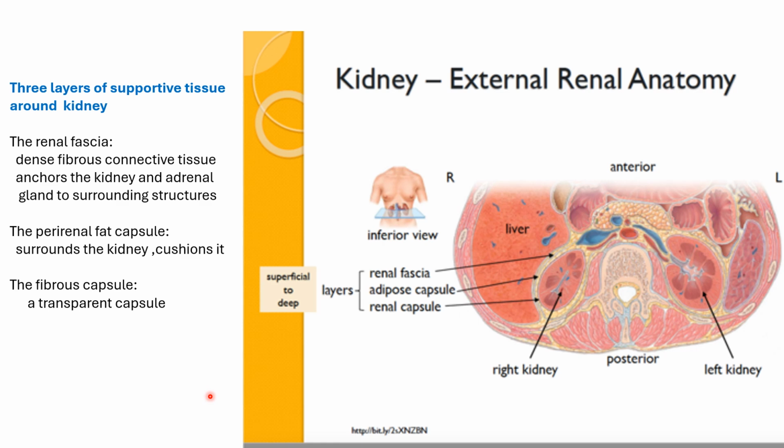Let's have a closer look at the coverings of the kidney. Let us orient ourselves to this figure. This is a transverse plane. This is telling us that this is a transverse plane. So a transverse plane divides the body into superior and inferior parts. And we can see a vertebra. It means this is the posterior and this is the anterior. Anteriorly, we can see the pancreas, stomach and intestines.